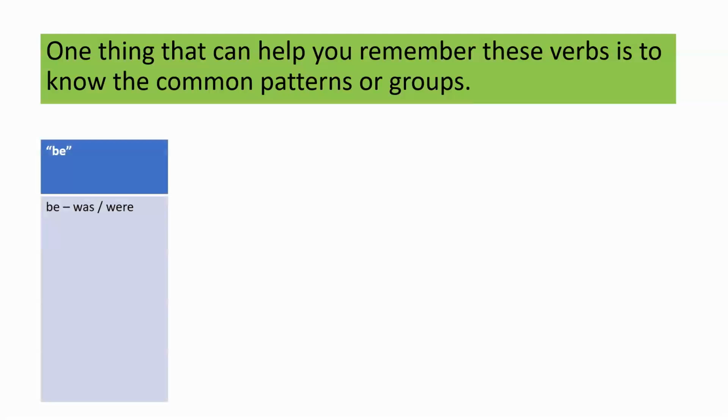The first past tense verb you should know is be, and be is kind of special because it has two forms in the past. Was is the past of am and is, and were is the past of are.